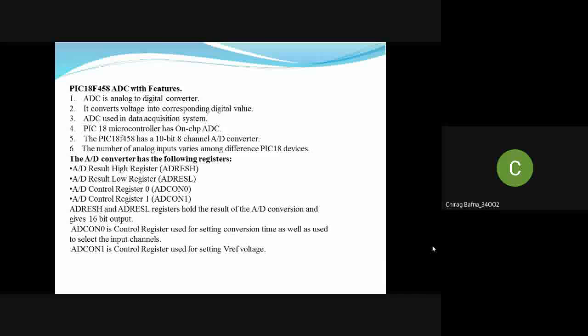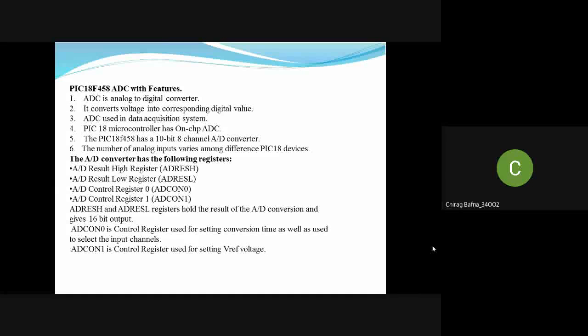For example, if we take 5 volt, then input varies from 0 to 5 volt and the step size in millivolt will be 19.53, that is 5 divided by 256. Step size is Vref divided by 256 because it is an 8-bit ADC and 2 to the power of 8 gives us 256 steps. So 5 divided by 256 equals 19.53.